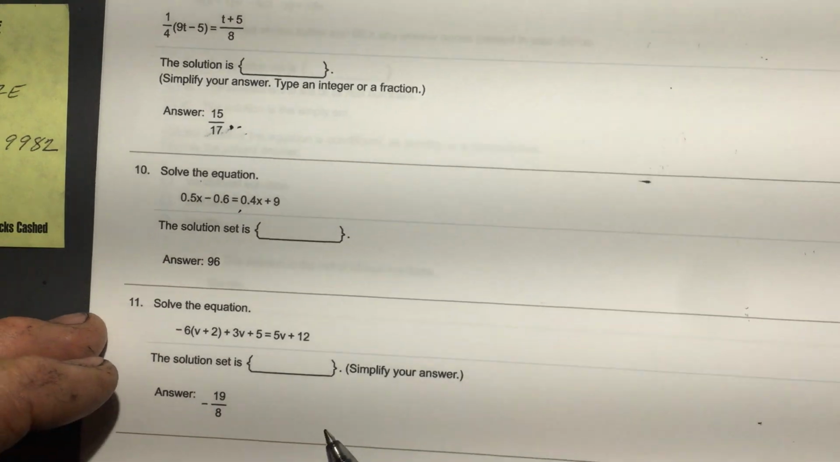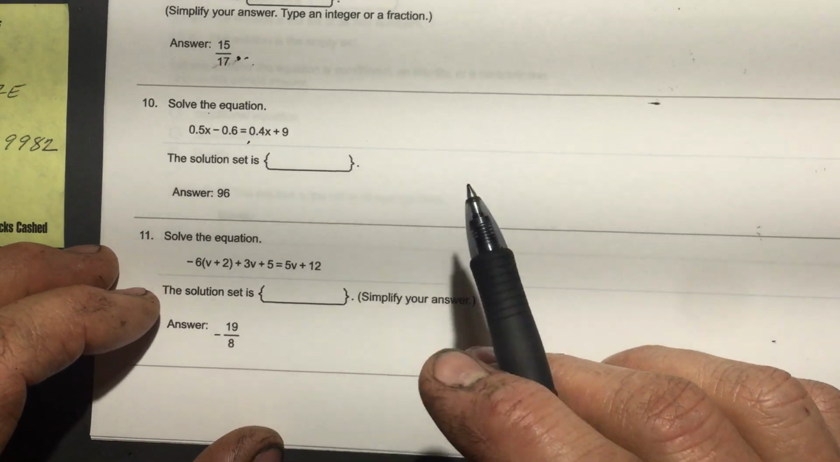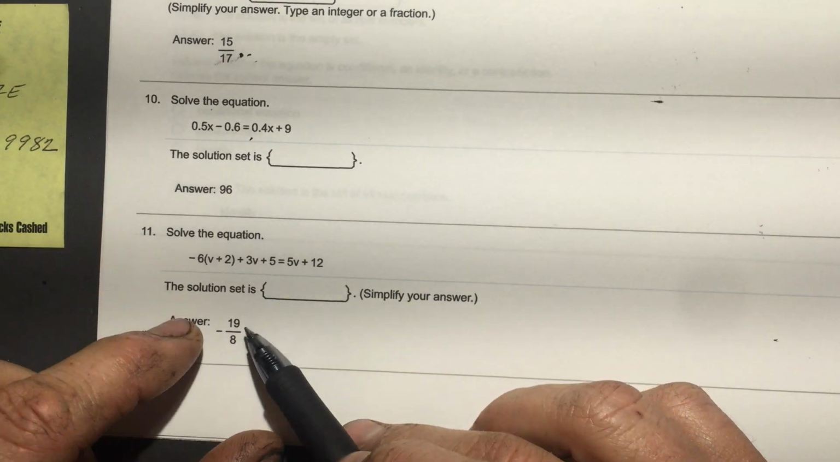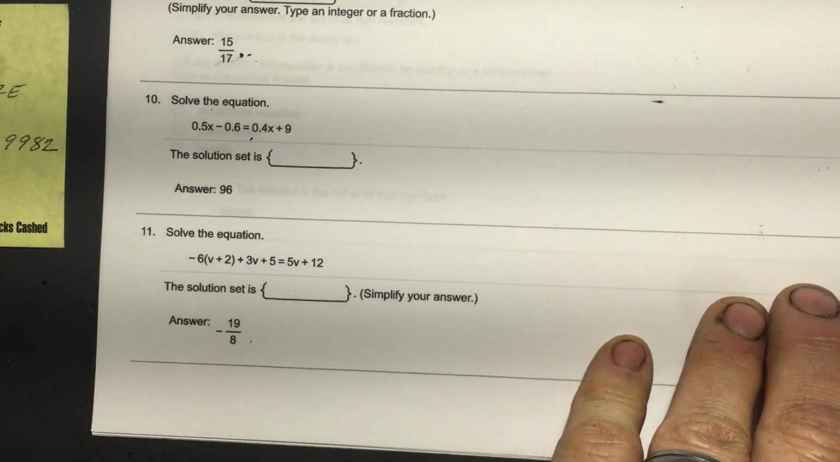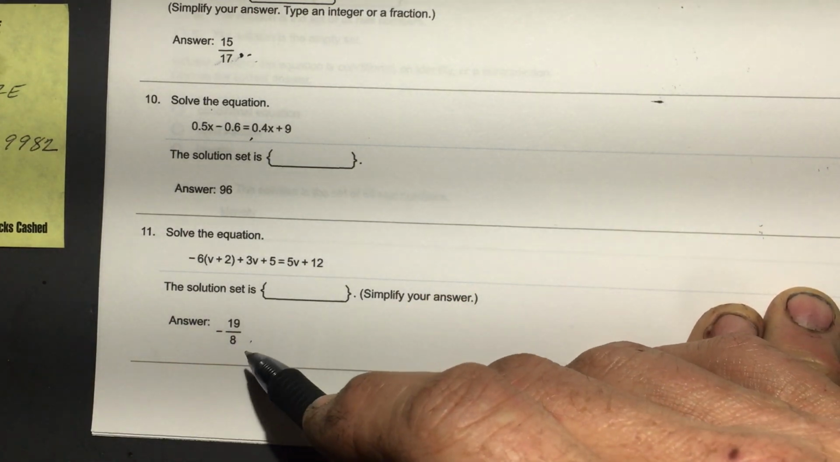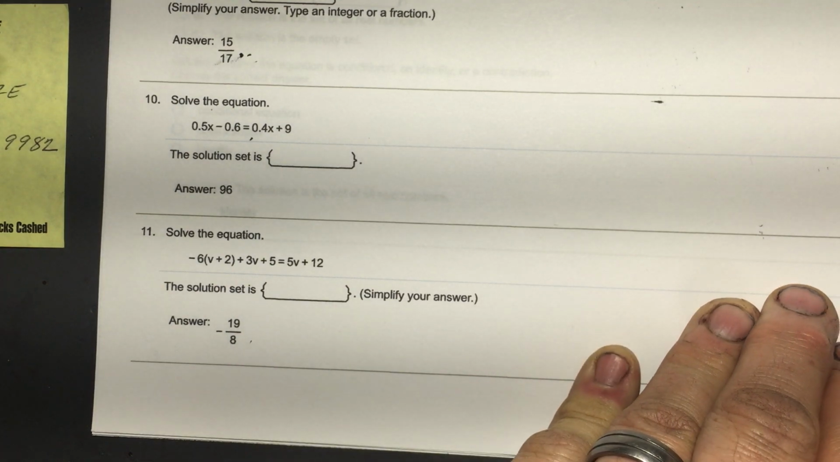Okay, number 11 here, I'm not going to do that one, but you could pause it and try yourself. There's the answer. Okay. So you pause this and try to solve this out yourself. There's the answer.